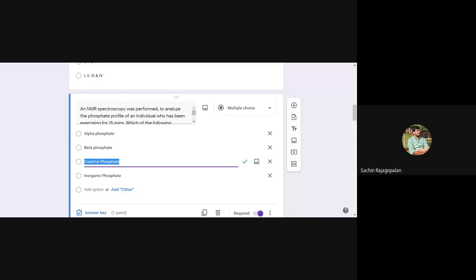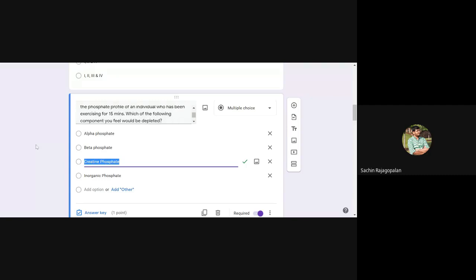Inorganic phosphate will not be depleted. Inorganic phosphate will increase, because if ATP is being hydrolyzed, that inorganic phosphate is going to increase. So depletion of inorganic phosphate will take place after the person has stopped exercising and has rested for at least 5 to 10 minutes. Here there is no mention of resting. Here it is said that he has been exercising for 15 minutes, meaning it is in process. So what's going to get exhausted is the creatine phosphate.